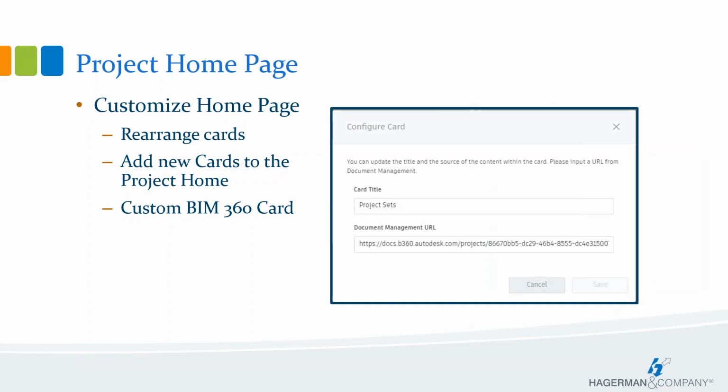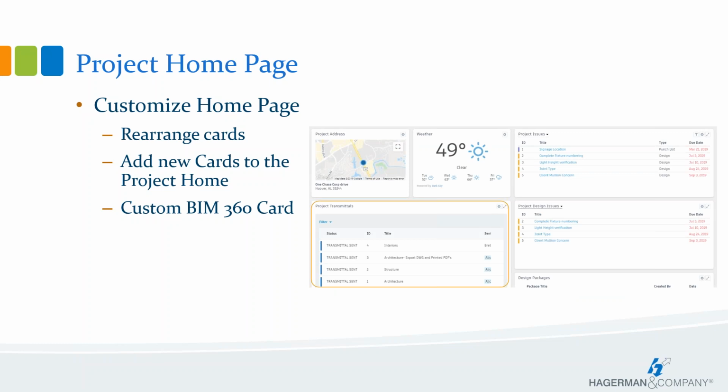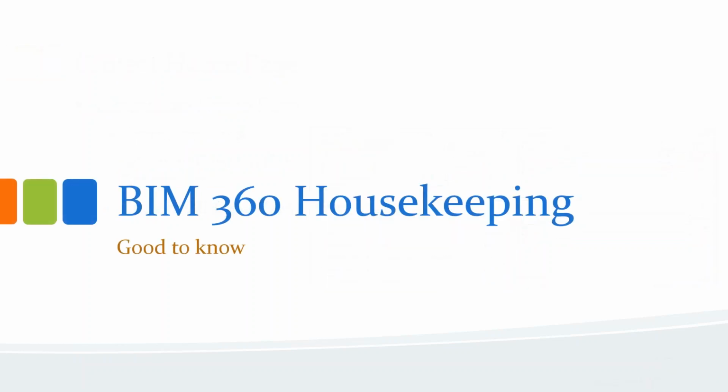Once you've given the card a name, copied and pasted the URL, you can simply say save, and it will create a new panel for you. In this case, I put in one for transmittals, and so now I can see all the transmittals that I have created for my current project. So as I mentioned, you can select from the pre-existing list, or you can create custom cards. You'll want to make sure that you save those before you move on so that it saves that configuration and that card information.